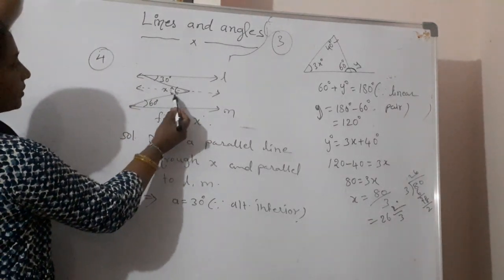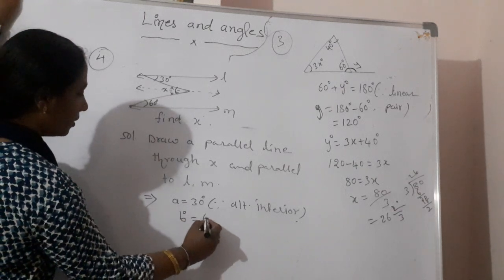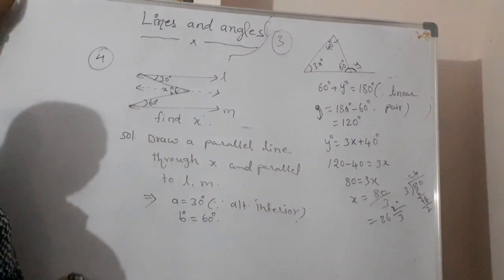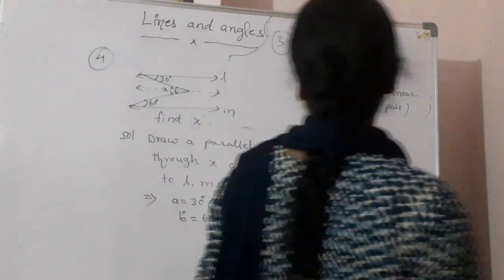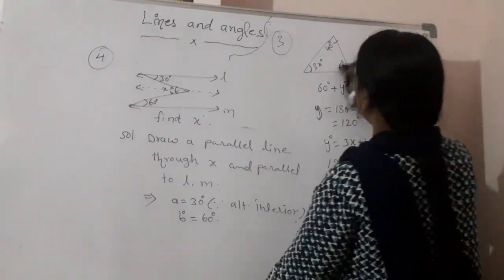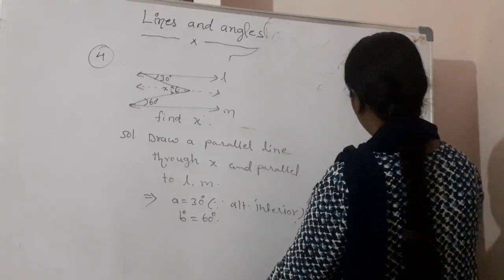This will be transversal. B equal to 60 degrees. Okay. Next. So this is one model. Okay. Next model, let's see.